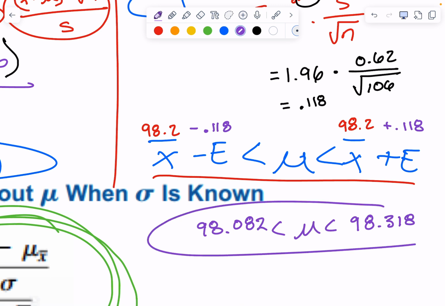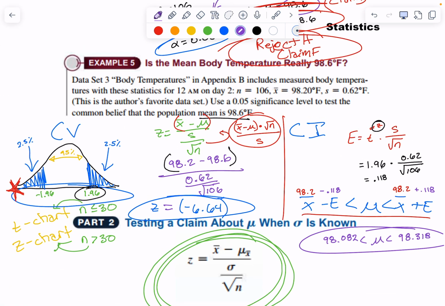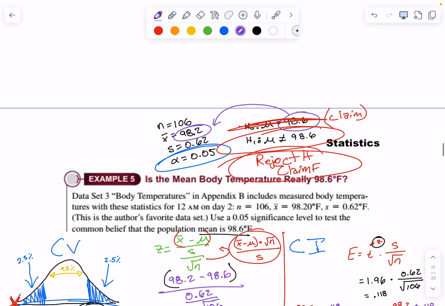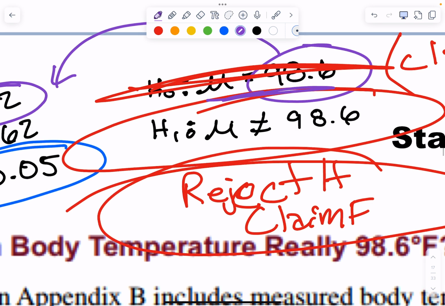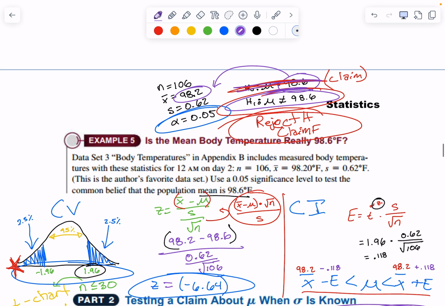So I have this thing going on. That's my confidence interval. Now let's see if that makes our conclusion true. We are saying that the average body temperature has to be between 98.0 and 98.3. Does that mean mu is equal to 98.6 if it's between 98.0 and 98.3? No, so we cross it off and we circle the bottom one. Same conclusion, right?